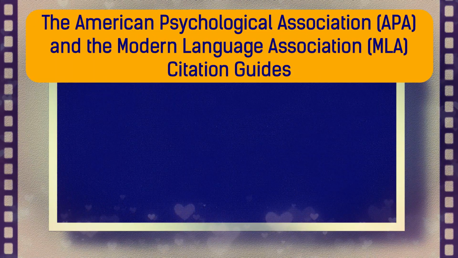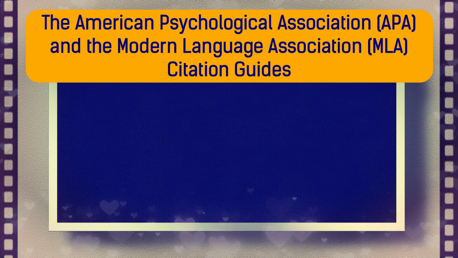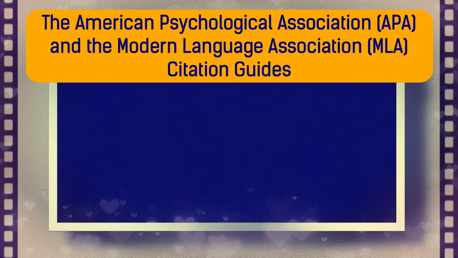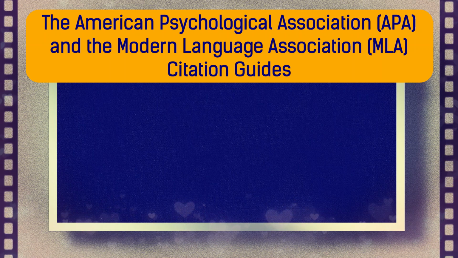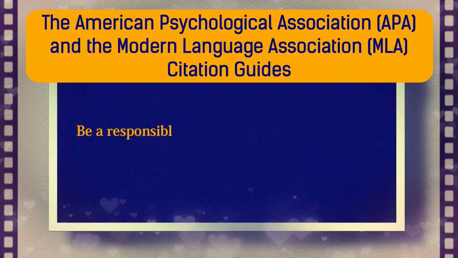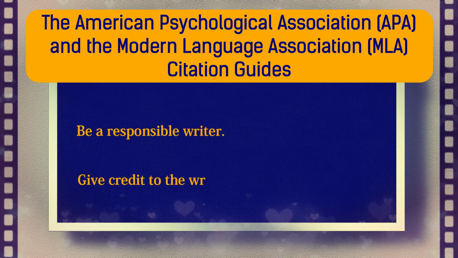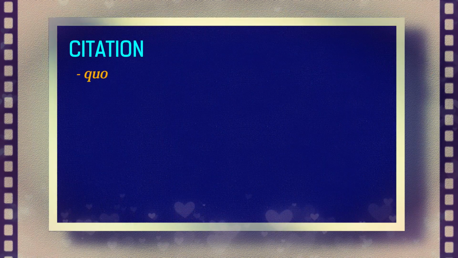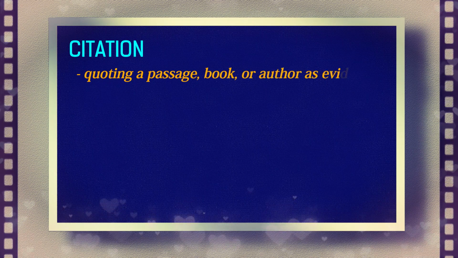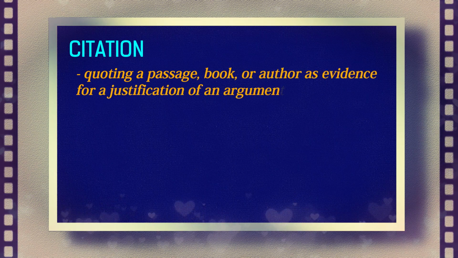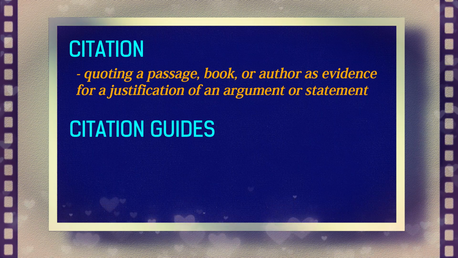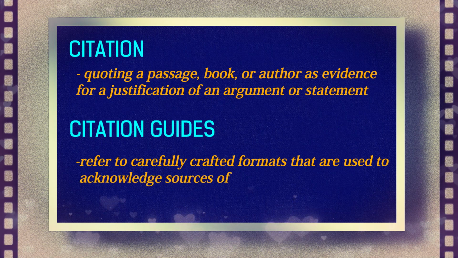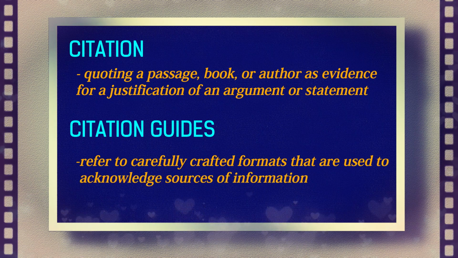The American Psychological Association, or APA, and the Modern Language Association, or MLA, Citation Guides. In writing, you must always remember to be a responsible writer. Give credit to the writers through proper citation. Citation is quoting a passage, book, or author as evidence for a justification of an argument or a statement. Citation guides refer to carefully crafted formats that are used to acknowledge sources of information.